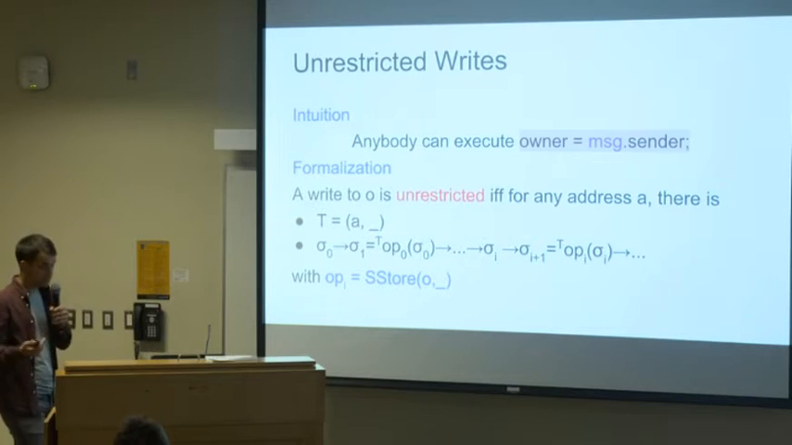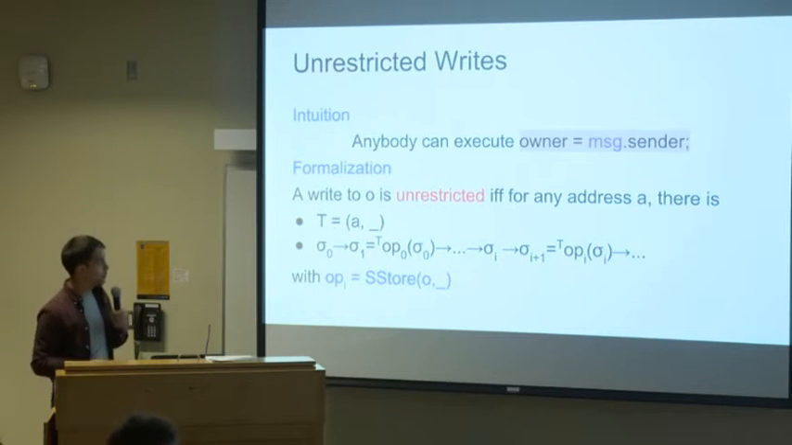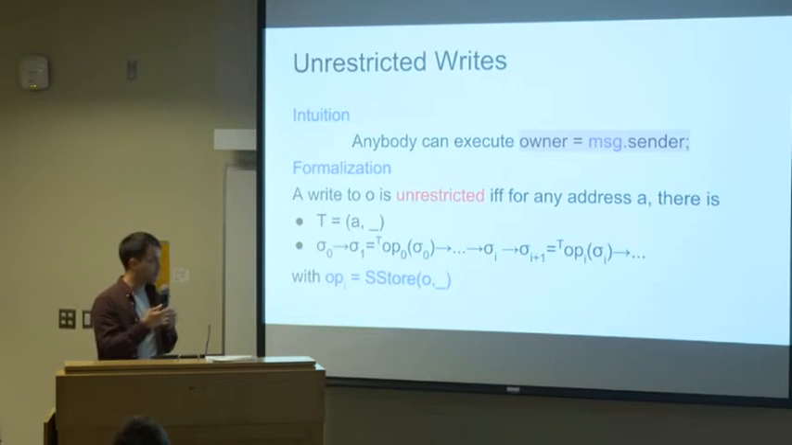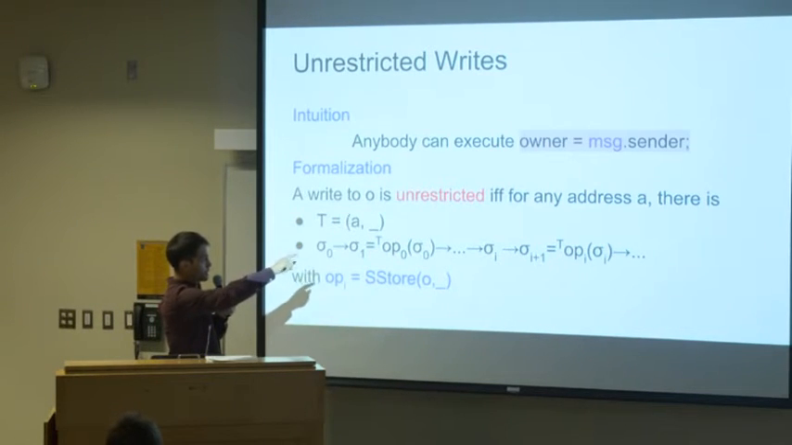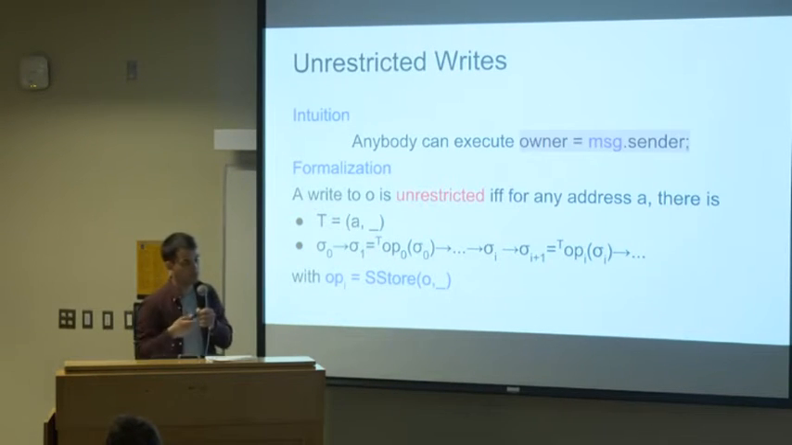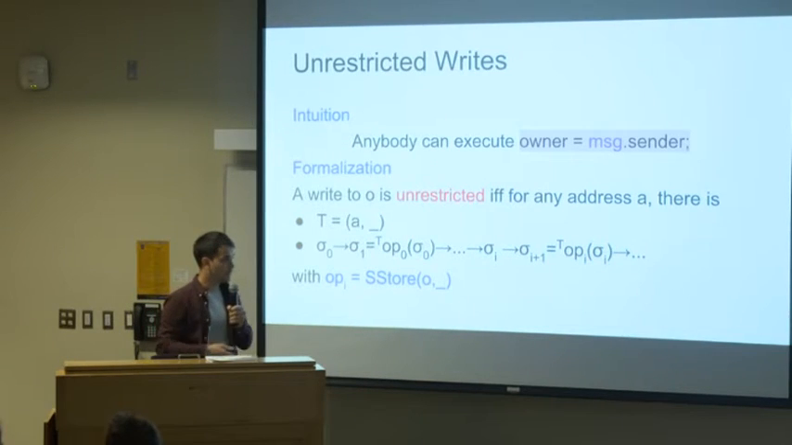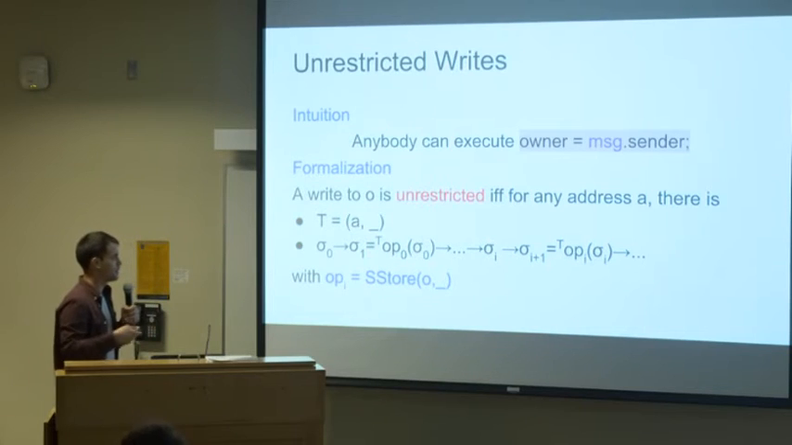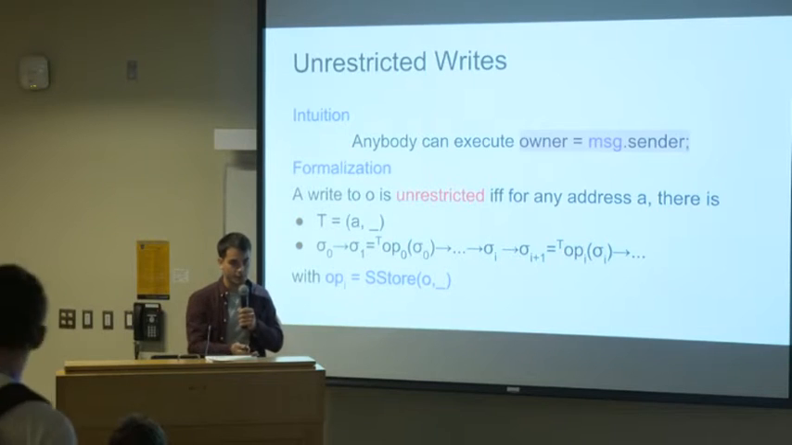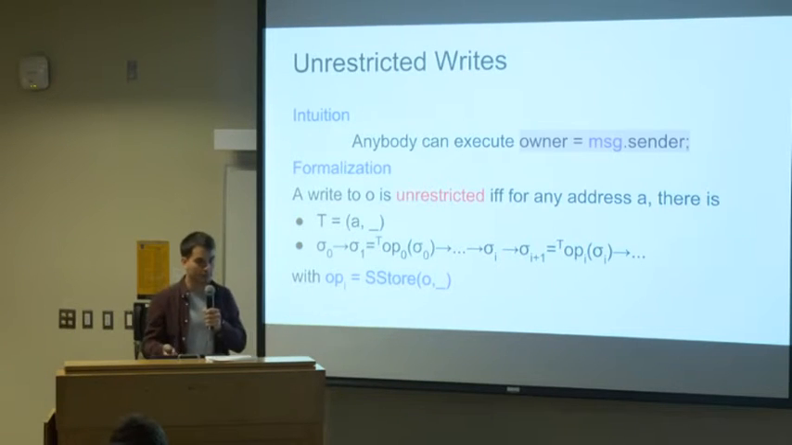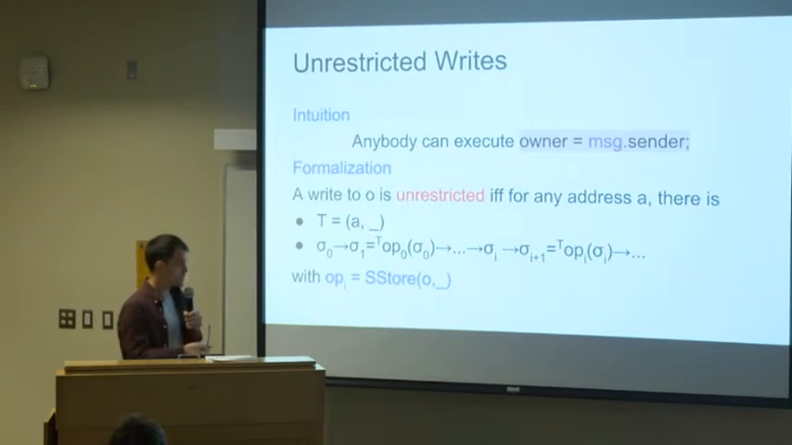So one of these properties is that of unrestricted writes. The intention with this pattern is that anybody can execute some line of code. So for instance, here I have this line of code, where we assign the value of message sender to the owner of some contract. You can imagine a wallet, the best example really is a wallet. If somebody can do that, then it's bad, because the owner of the wallet can be changed, and since the owner can do anything with the wallet, you of course have a security problem. So we want to be able to formalize this property.